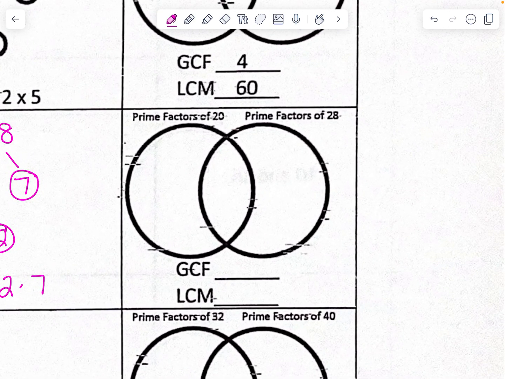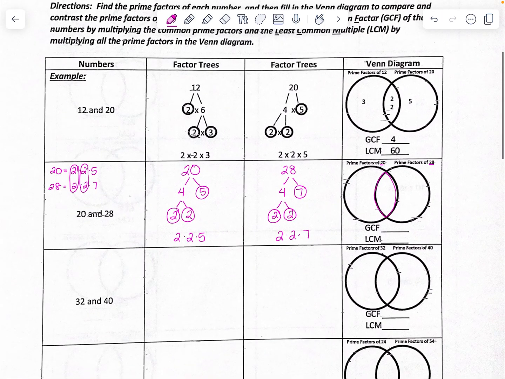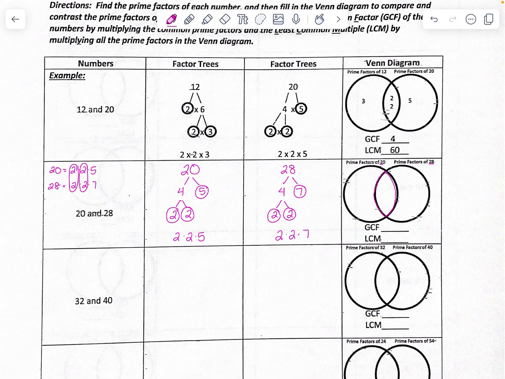So we've got prime factors of 20, prime factors of 28. Okay, within this is the ones they have in common. So if we look back over here, we've got a 2 and a 2. So we're going to put a 2 and a 2 there. 20 has a 5, so it's going to go in this circle, and 28 has a 7, it has to go in this circle.